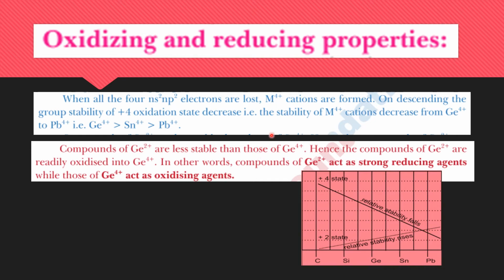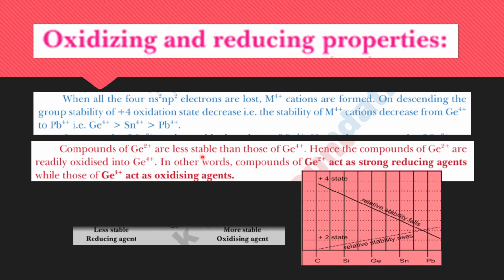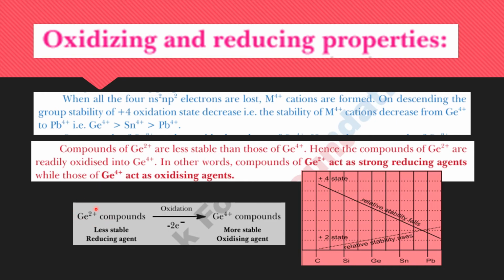Here you can see the difference. In the case of the cations, the +2 oxidation state is stable, but in the form of compounds, the +2 oxidation state compounds will be less stable. So germanium +2 oxidation state compounds are less stable and act as reducing agents. They readily change into the +4 oxidation state compounds, which are more stable and act as oxidizing agents.